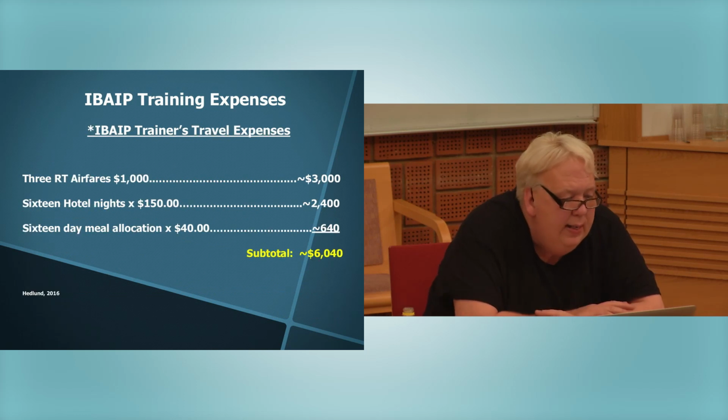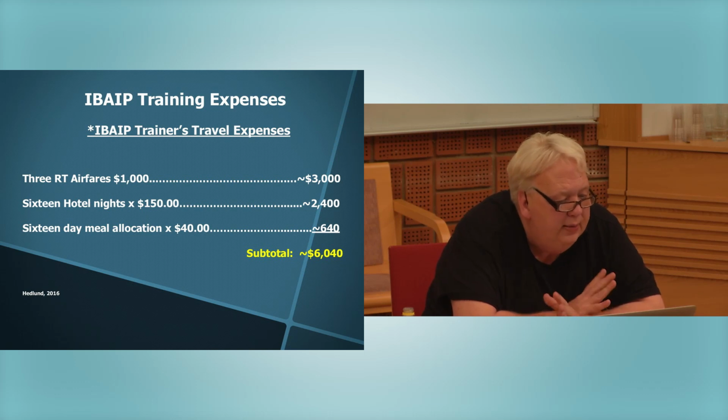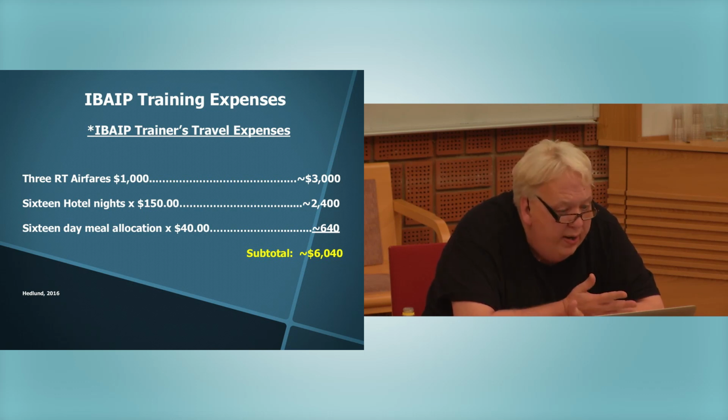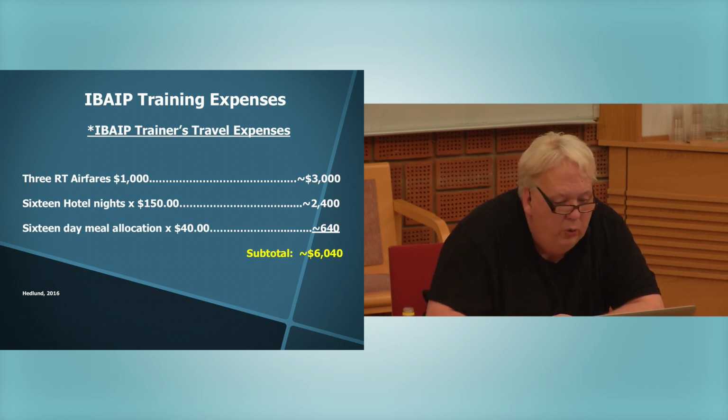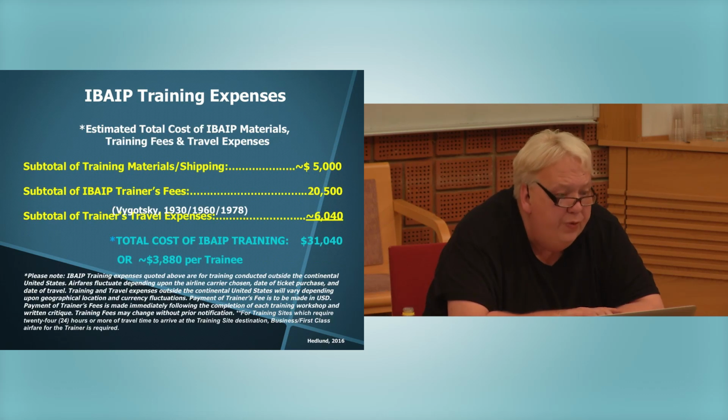And then finally, the IBA trainer's travel expenses, 3 round-trip airfares, 16 hotel nights, 16-day meal allotments, etc. So it all totals up to approximately $31,000 or $3,880 per trainee for approximately 12 months to 16 months of training.